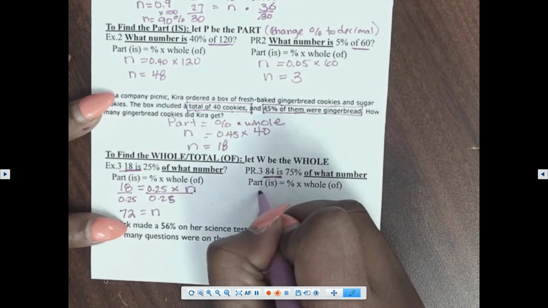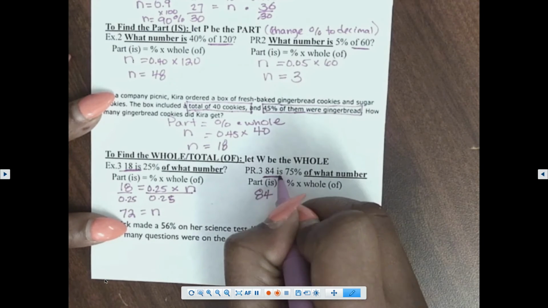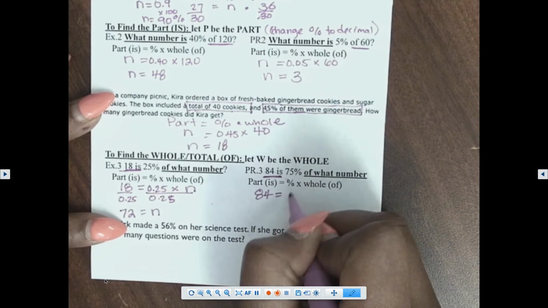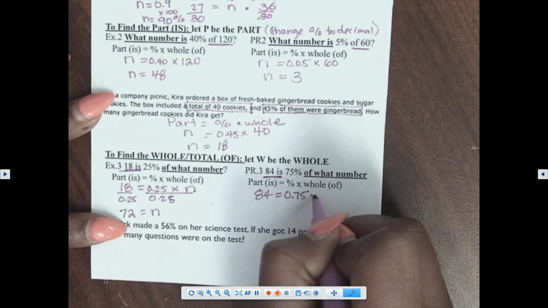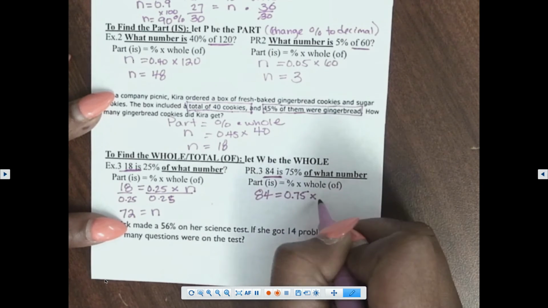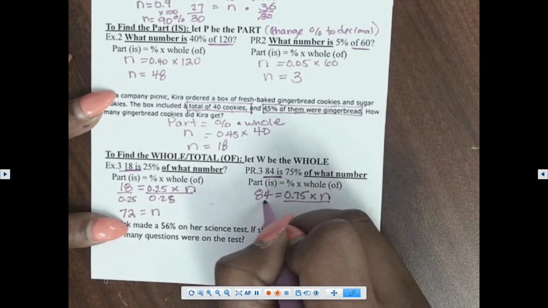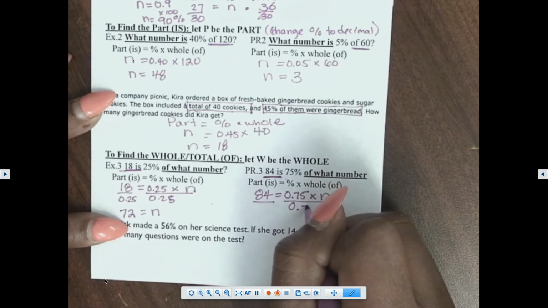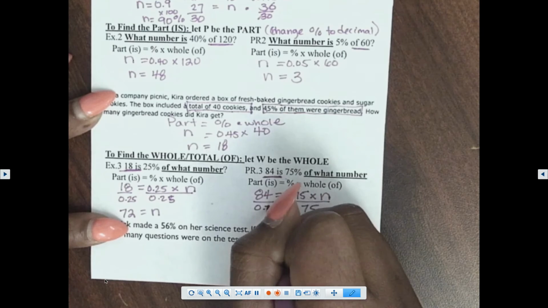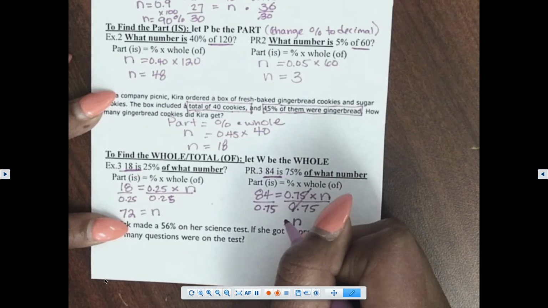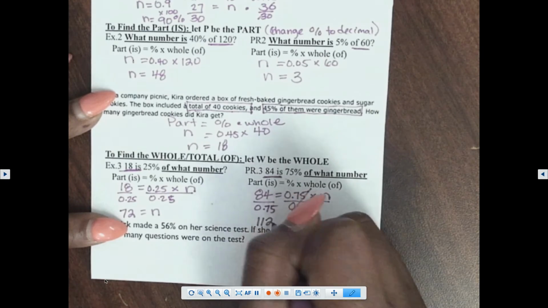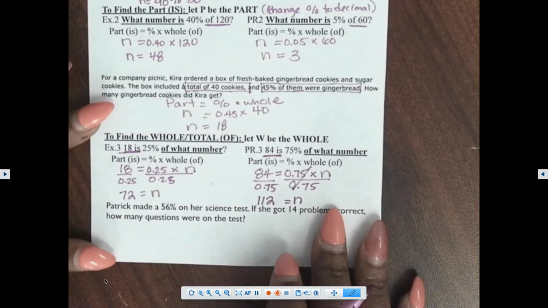84 is 75%. Change it to a decimal, 0.75. Of what number? We don't know, so n. So on both sides, we have to divide by 0.75. Divide, n will be 112. And let's take a look at our word problem.